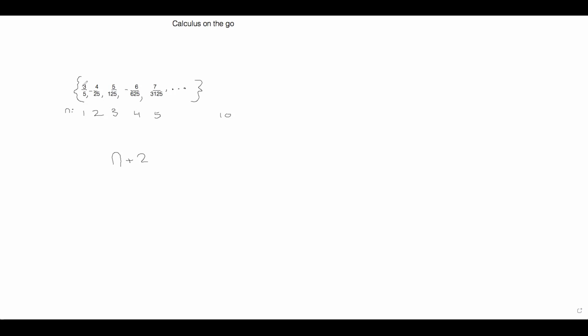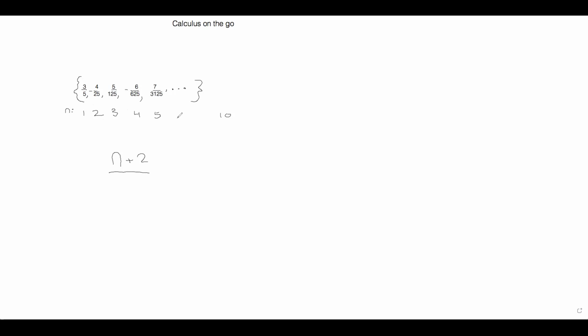So if we want to find the numerator, all we need to do is take the index and add 2 to it. So this would be index of 1, 1 plus 2 is 3. Index is 2, 2 plus 2 is 4. Index right here is 3, 3 plus 2 is 5. So the numerator is always going to be the index plus 2, so n plus 2.